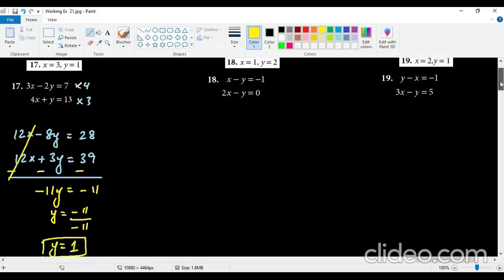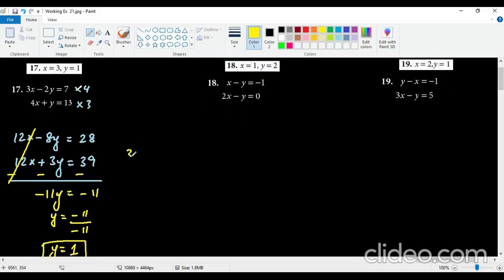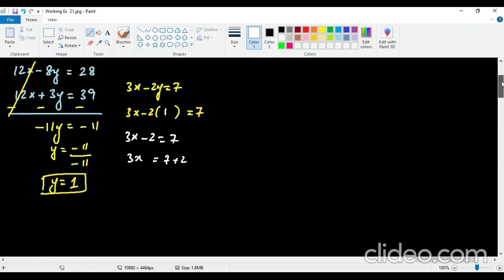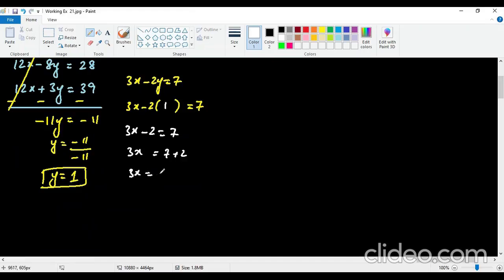Now we'll find out the value of x. 3x minus 2y equals 7. This is the first equation. 3x minus 2, in the bracket, I will use the value of y. Value of y is 1. So 3x minus 2 equals 7. So 3x will be equal to 7 plus 2, which gives us 3x equals 9, and x equals 9 divided by 3. So x will be equal to 3.